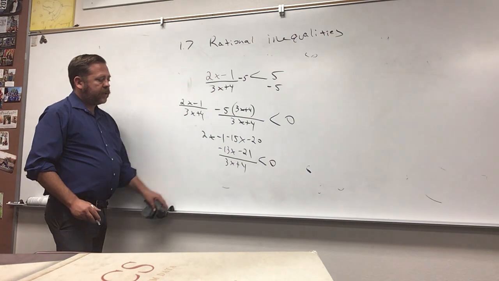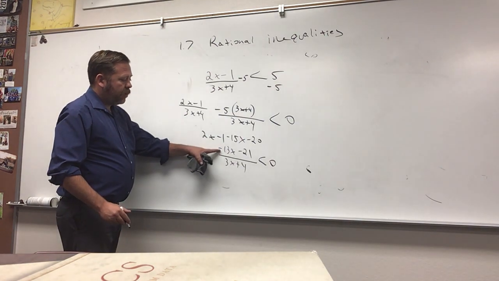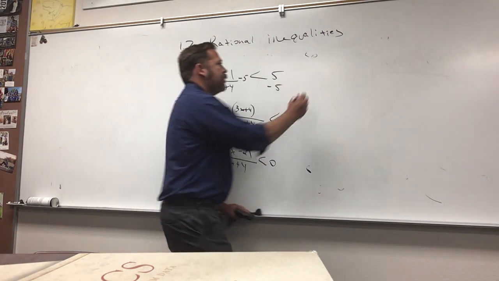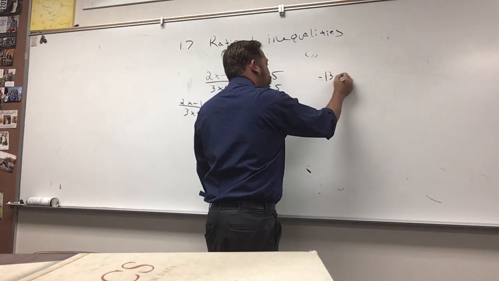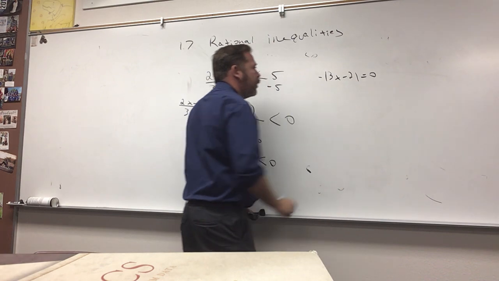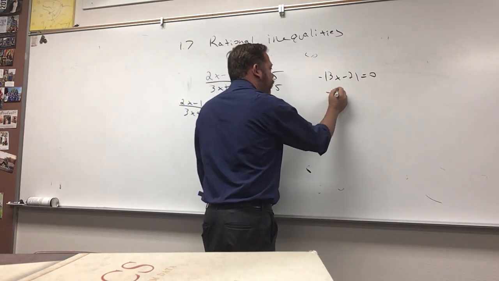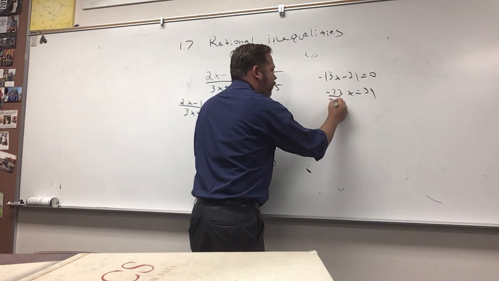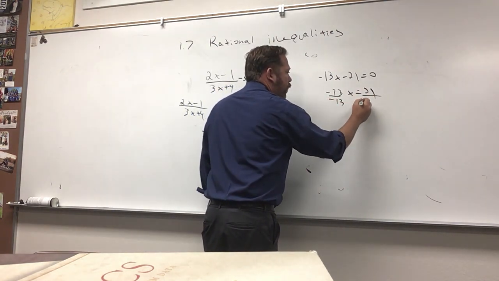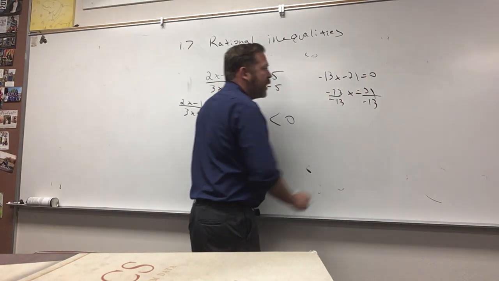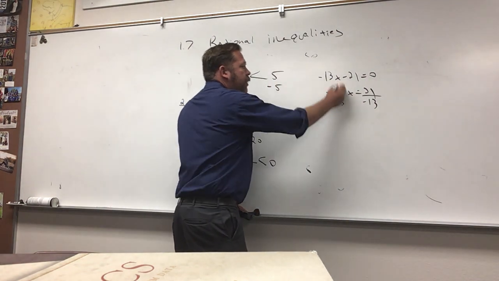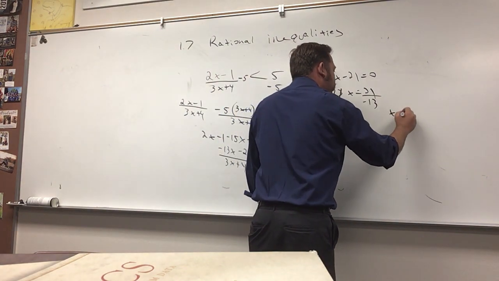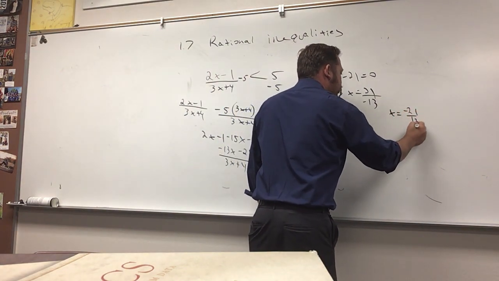Now we're gonna find anything that would make 0 in the numerator and in the denominator. So I can do that by setting negative 13x minus 21 equal to 0. Add 21, I get negative 13x equals 21. Divide by negative 13. And my first special number is 21 over negative 13. So I'll write that right here: x equals negative 21 over 13.